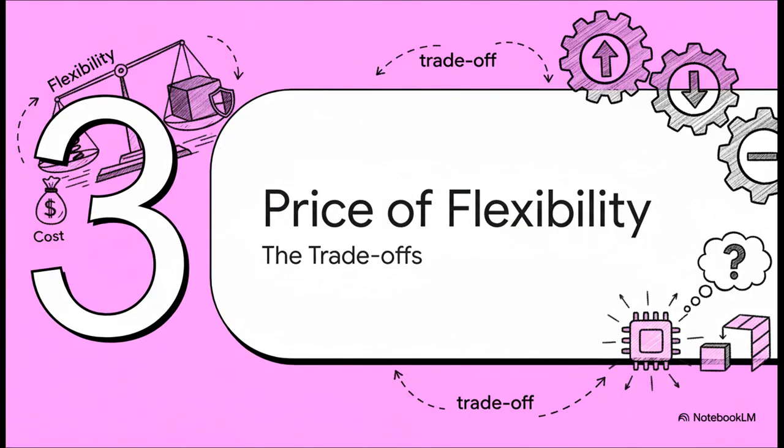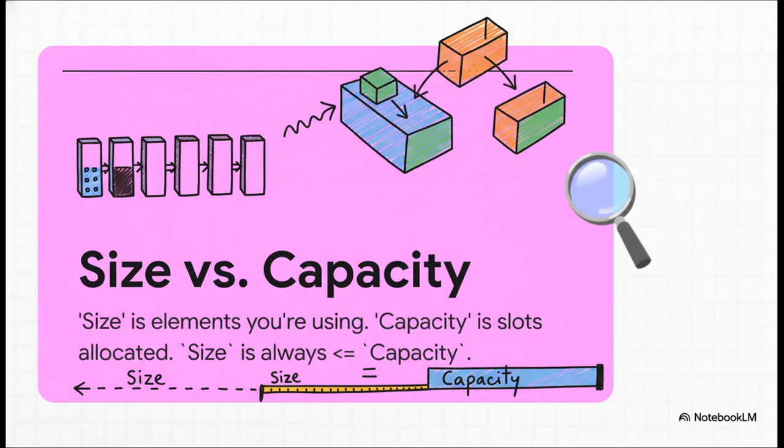But this incredible flexibility doesn't come for free. In engineering, and especially in programming, there is no free lunch. Every solution has a trade-off, and dynamic arrays are no exception. So let's break down the price you really pay for all this convenience. To understand the trade-off, you have to get these two terms straight: size and capacity. Size is easy. It's just how many things are actually in your array right now. Capacity is how many slots the array has reserved in memory. And of course, the size can never ever be bigger than the capacity.